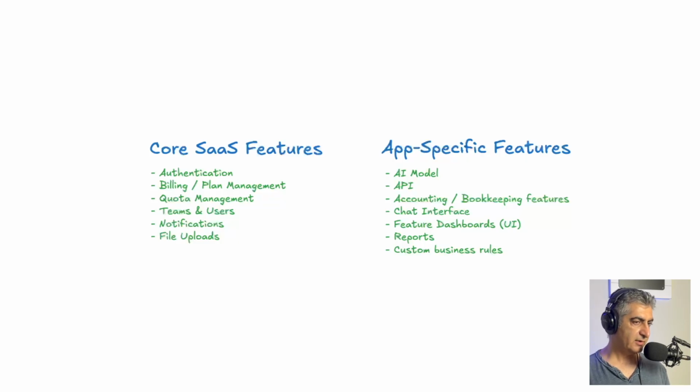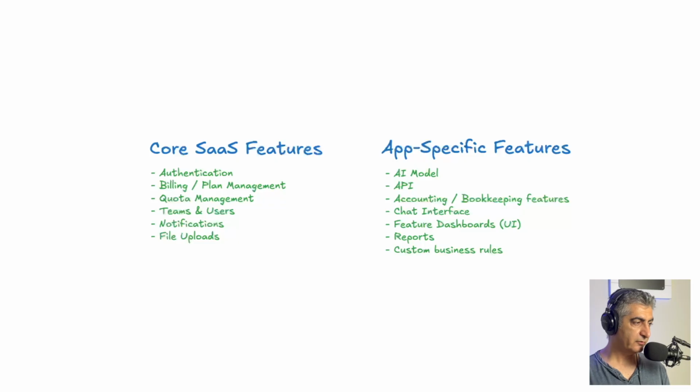So these are going to be things that are unique to your product. If you're a video service or an AI model or an API service, these are going to be your own custom AI models or APIs or whatever it is that you build. If you have an accounting software or a chat interface, those are going to be your specific features that you're building. Typically, those will sit inside of some sort of dashboard, some sort of admin UI for most SaaS products.